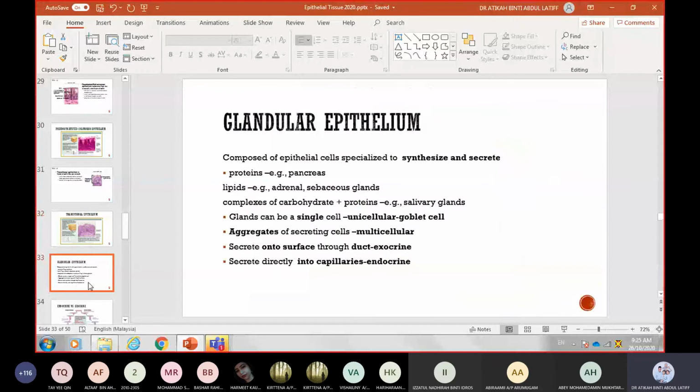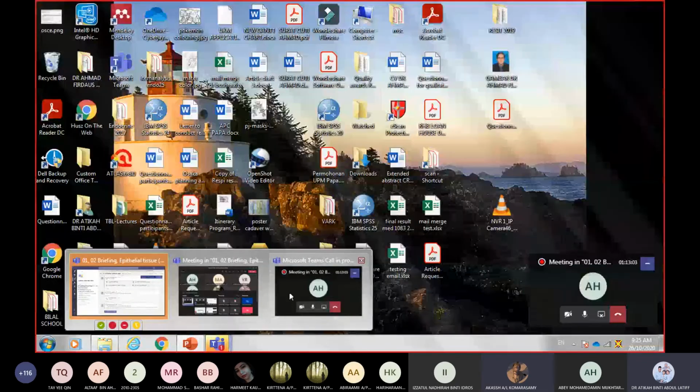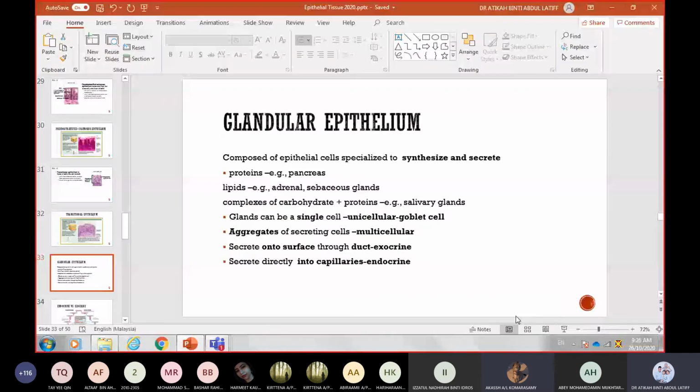Okay. Sure. Yes. So can we put it in full screen because we can't actually see the words properly. Oh, okay. Sorry. Yeah. Thank you, doctor. Okay.